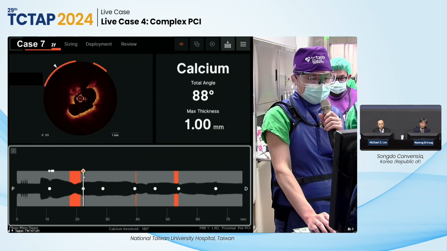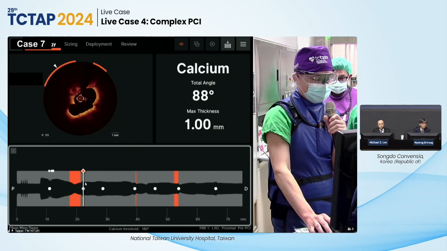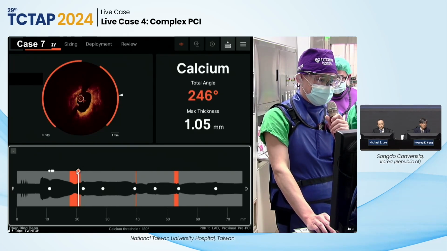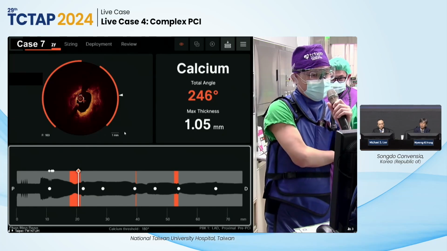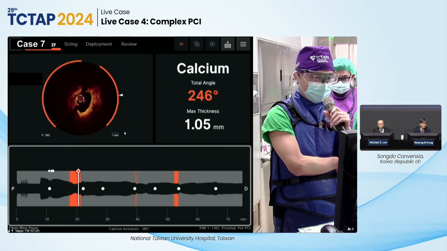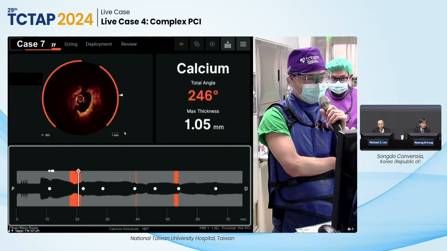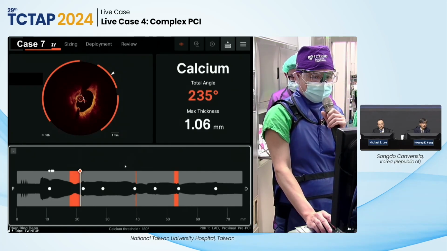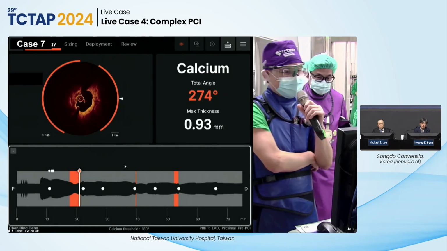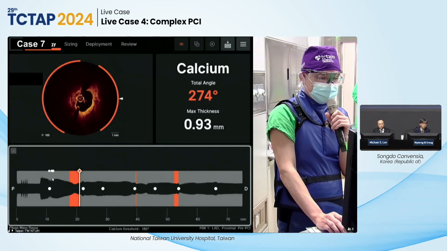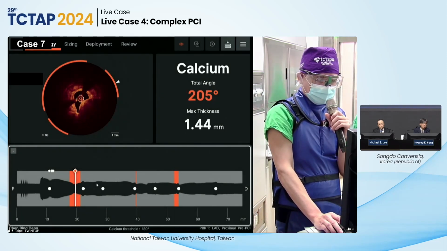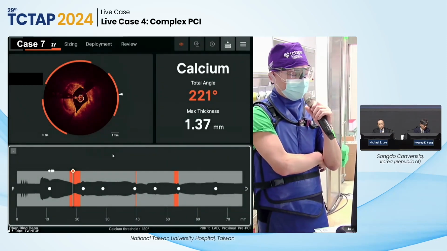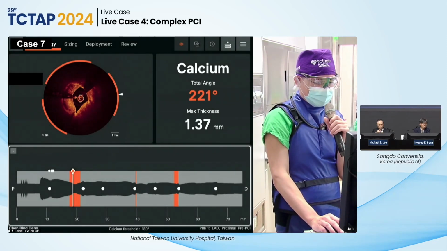This is the bifurcation. This dot indicates the position where the circumflex goes off the left main. And we can appreciate that at the distal left main, right proximal to the bifurcation, there is severe calcification. The calcium arc is more than 270, and the thickness is more than 1. And we think this is the most critical part with heavy calcification.